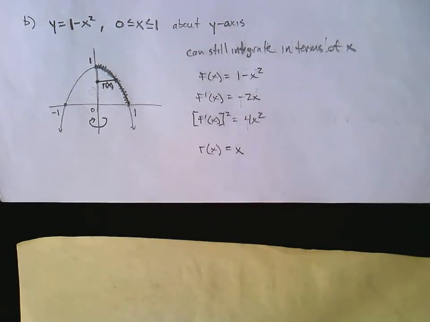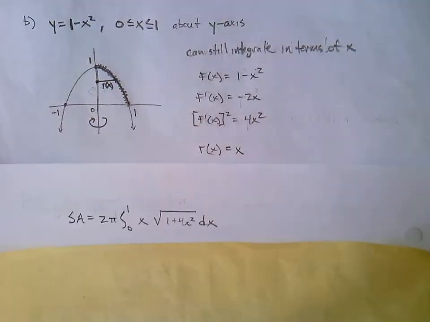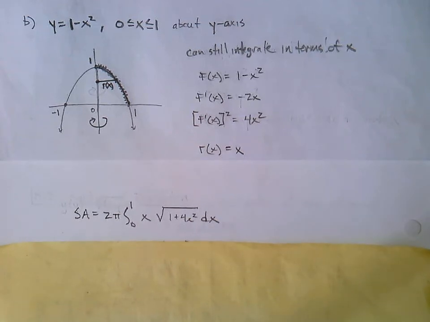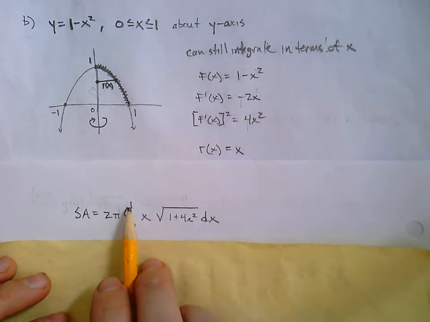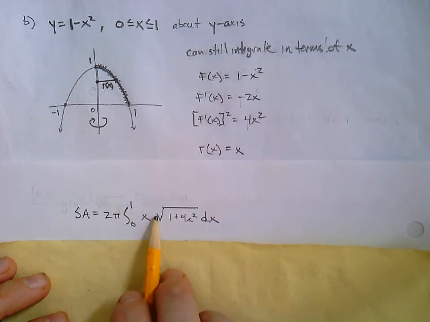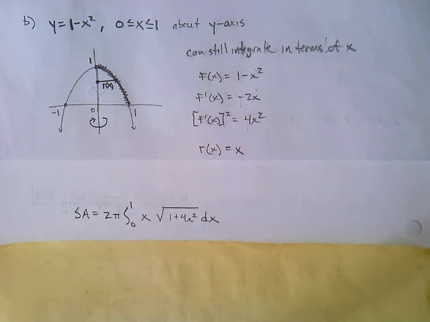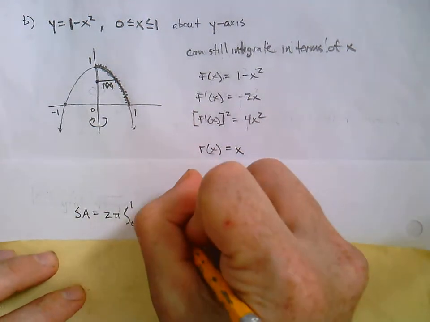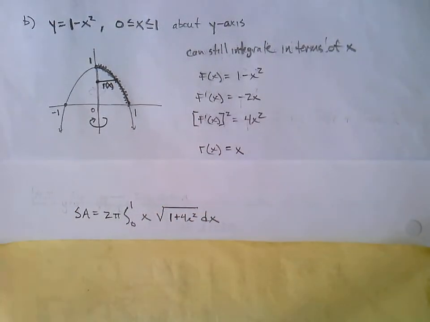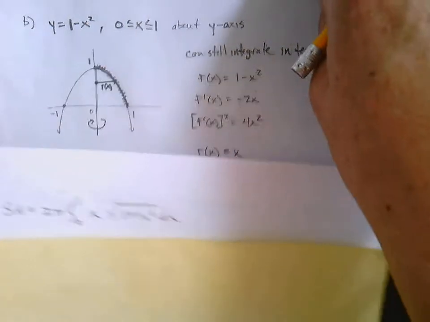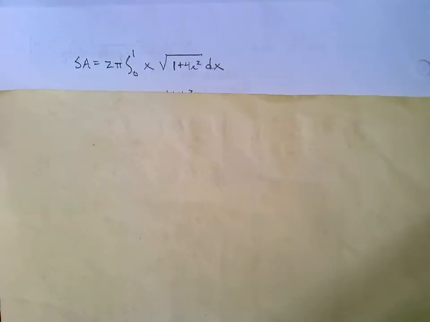Let's see if we can get some of this on the screen. So when we set up our integral here, surface area equals 2 pi integral from 0 to 1. There's r of x, square root 1 plus, there's f prime of x squared, 1 plus 4x squared dx. And now we just got to think, okay, are we going to be able to figure out this integral? And yeah, here it's just a u sub right away. There's not even any simplification to do. We're just going to go right for the u sub.